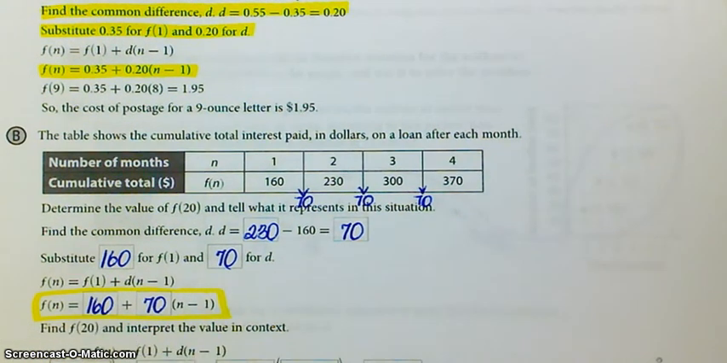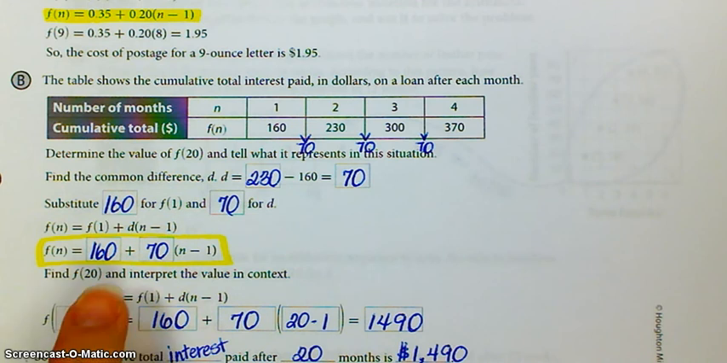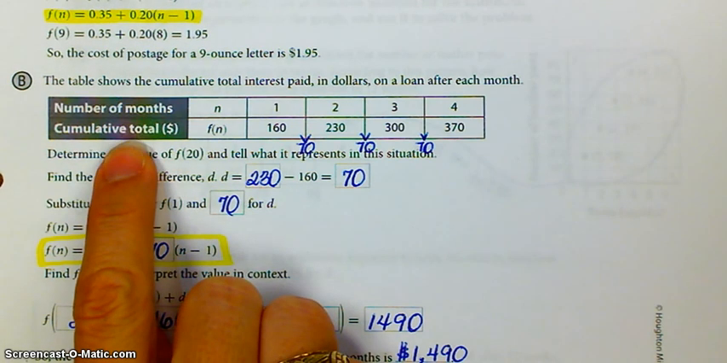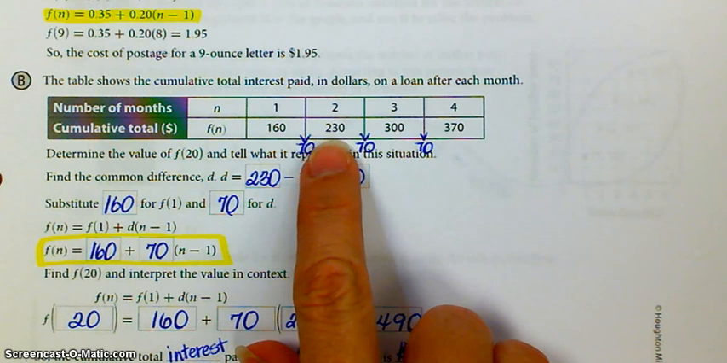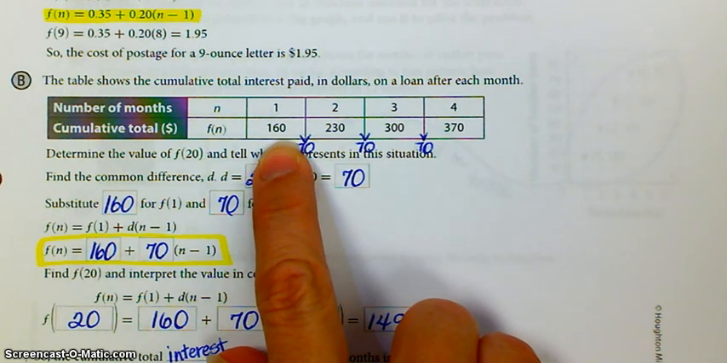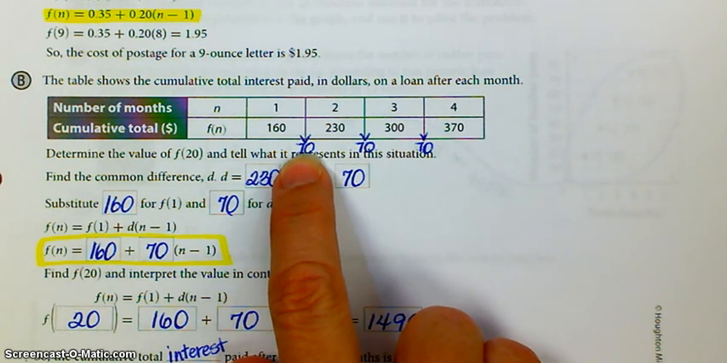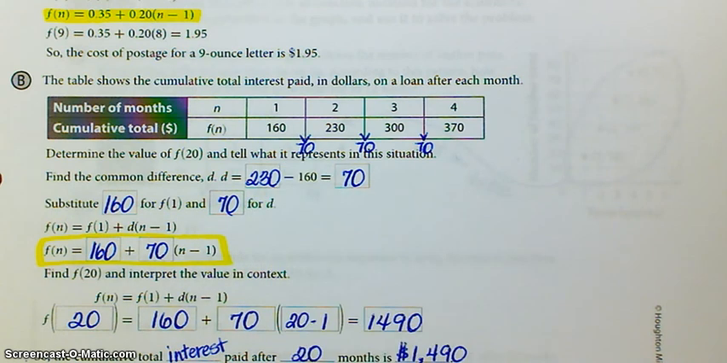Okay, next example. This table shows the cumulative total interest paid in dollars on a loan after each month. So number of months, cumulative total interest paid, and I notice that each time I go from one term to the next in the sequence, I'm increasing by 70. So it says to determine the value of f of 20 and tell what it represents in this particular situation.